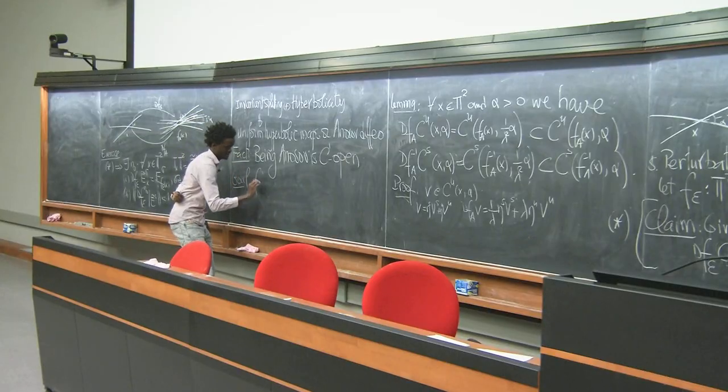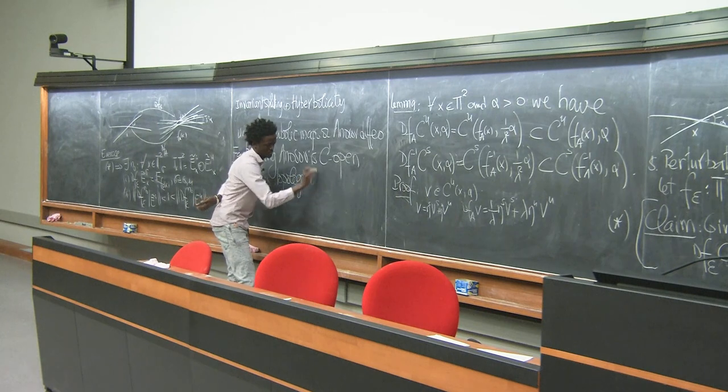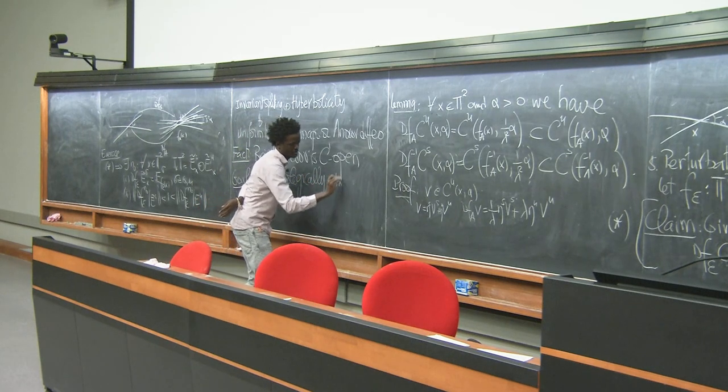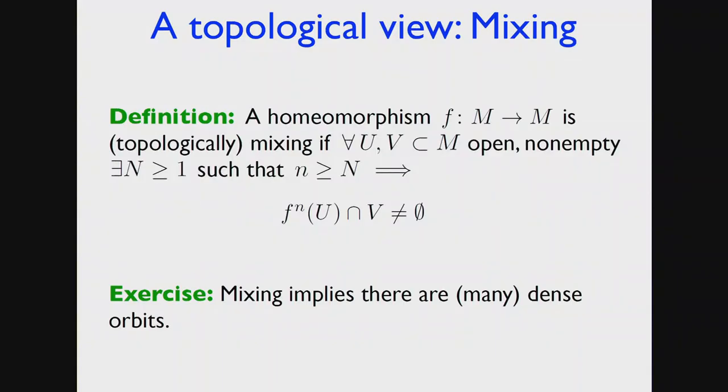So our goal is to prove that the perturbation F epsilon is topologically mixing. Since I want to save time, I will just remind you what topologically mixing was. This was the definition: any two open sets you take, there is an iterate after which these two open sets always intersect. So how do we prove this?